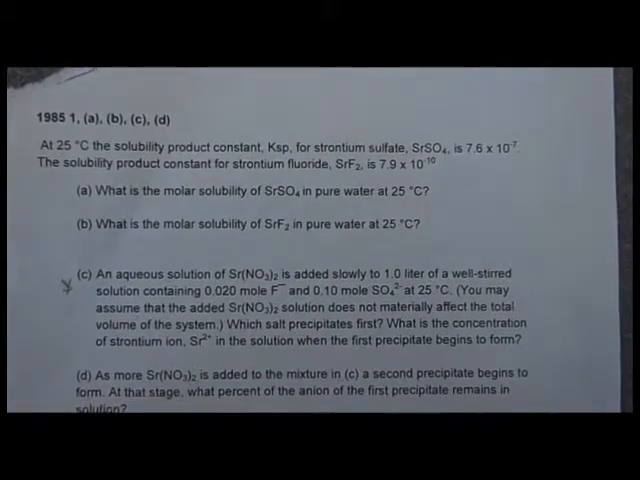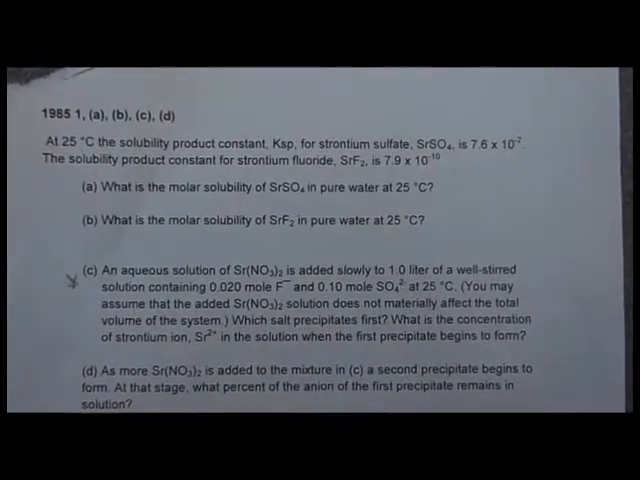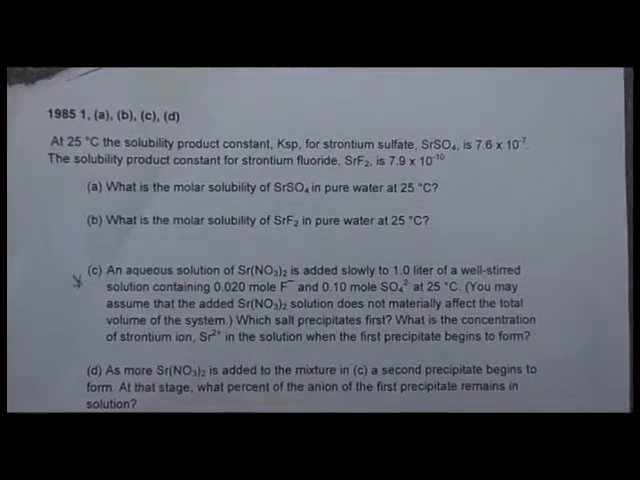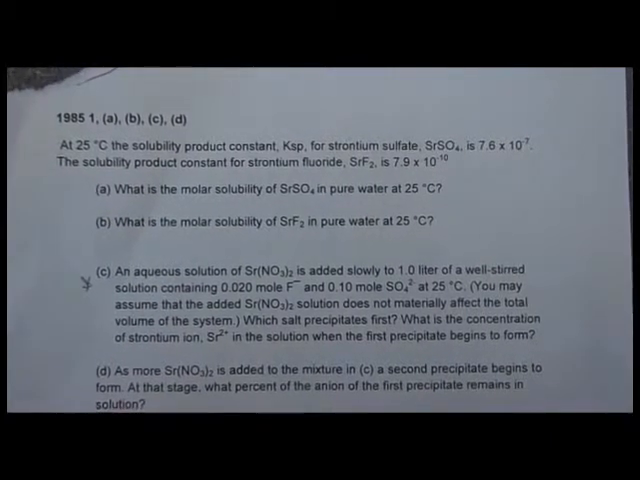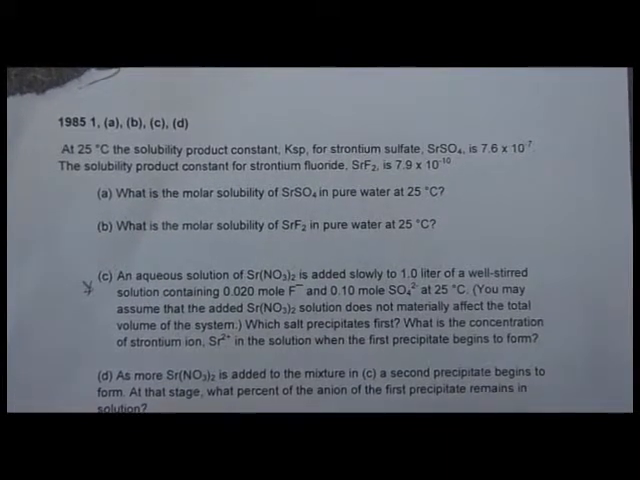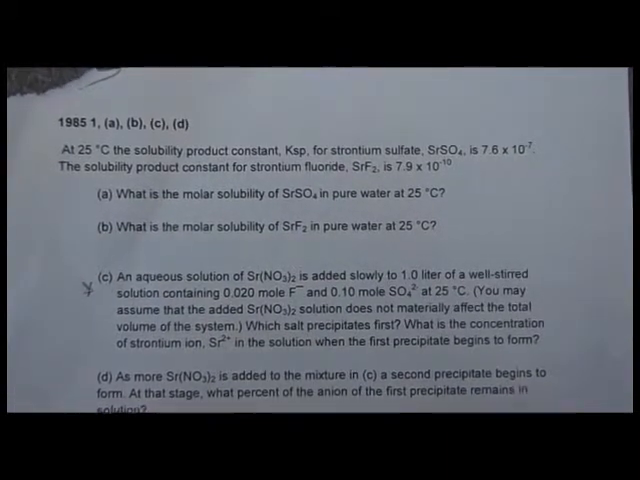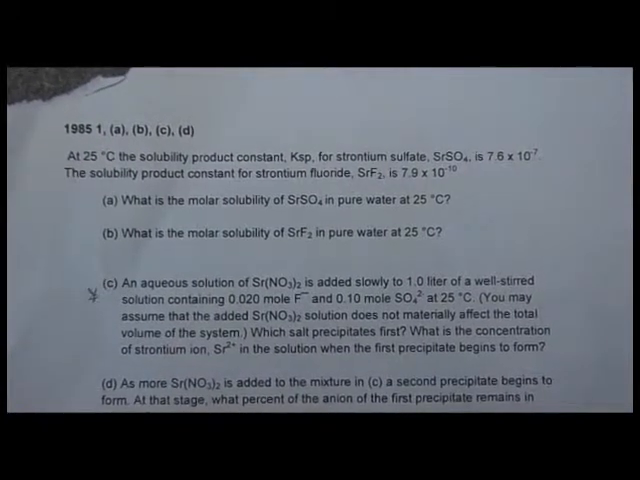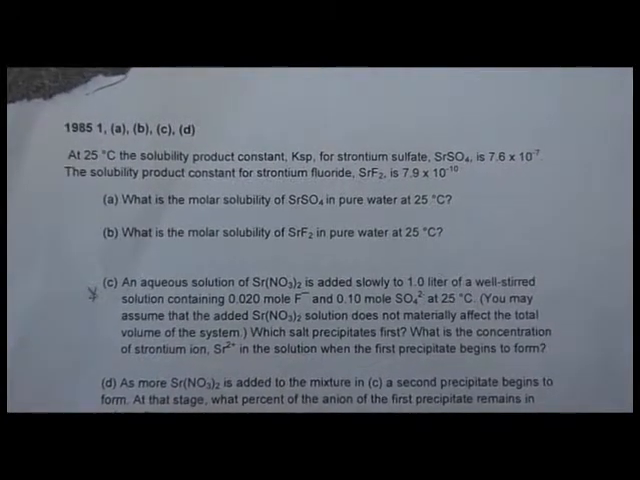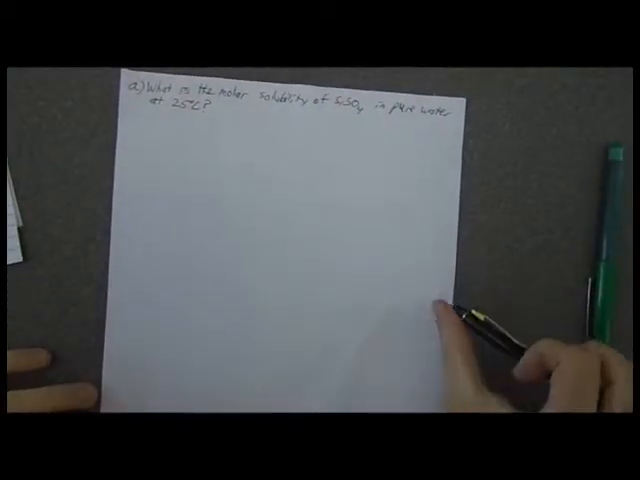Today we're going to be working on question 1 from the 1985 College Board Free Response. At 25 degrees Celsius, the solubility product constant, Ksp, for strontium sulfate, SrSO4, is 7.6 times 10 to the negative 7. The solubility product constant for strontium fluoride, SrF2, is 7.9 times 10 to the negative 10. Part A. What is the molar solubility of SrSO4 in pure water at 25 degrees Celsius?